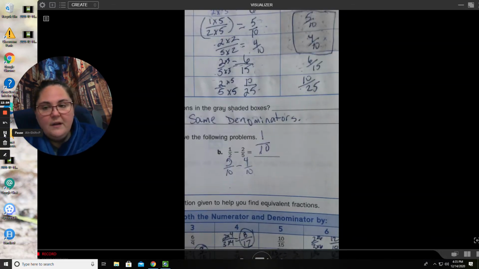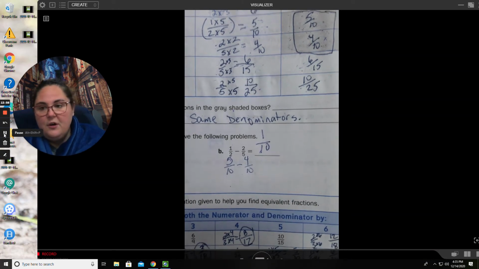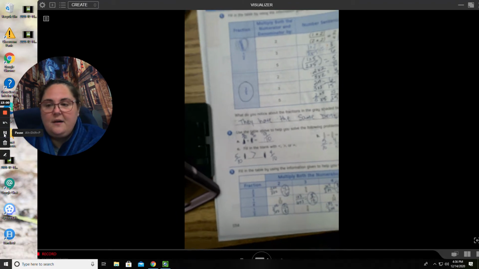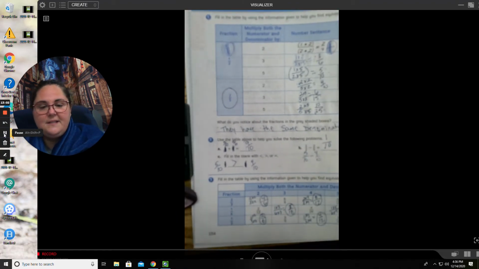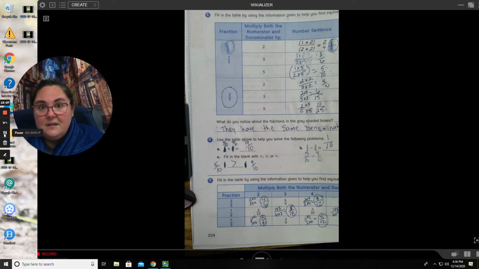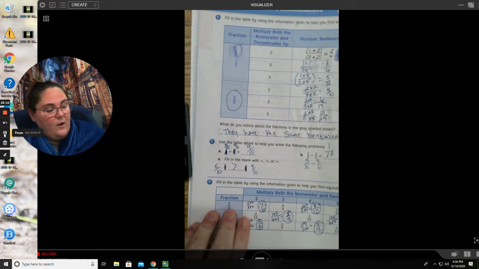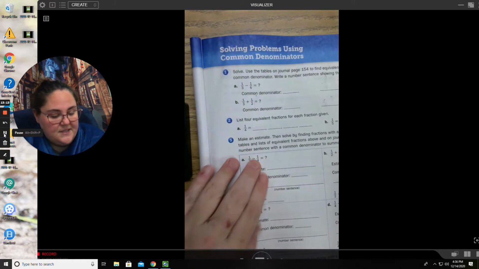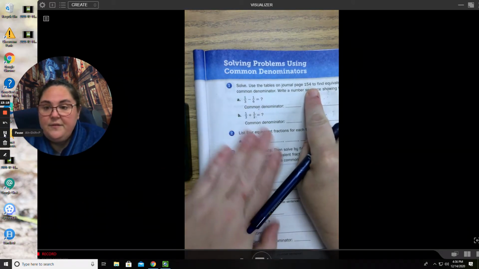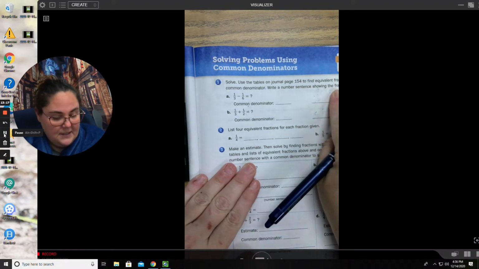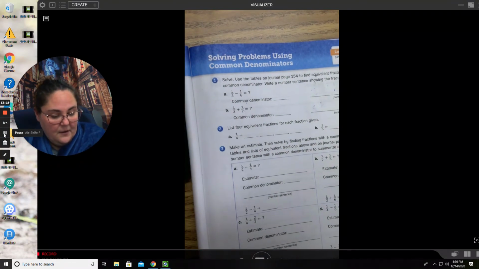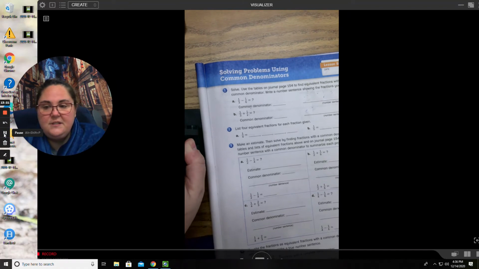Now, we're going to use this page for the entire rest of the next page. This one's going to help us out. The reason why is because this is going to give us a lot of our common denominators already filled out for us. Okay? So we're going to start by looking at number 1. So number 1 on page 155 says, use the tables on page 154 to find the equivalent fractions with a common denominator. Write the number sentence showing the fractions that you used.